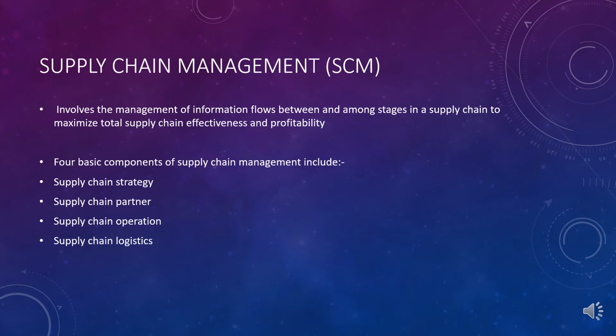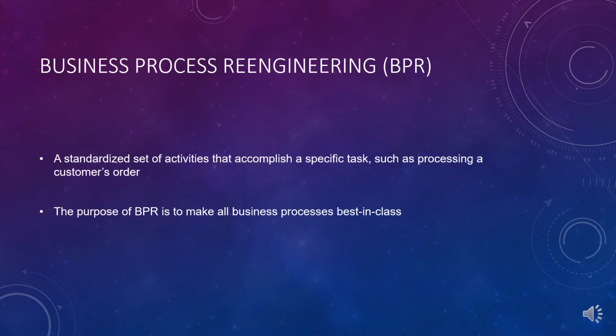Supply chain management (SCM) involves the management of information flows between and among stages in a supply chain to maximize total supply chain effectiveness and profitability. Four basic components of supply chain management include supply chain strategy, supply chain partners, supply chain operations, and supply chain logistics. Business process re-engineering (BPR), a standardized set of activities that accomplish a specific task, such as processing a customer's order. The purpose of BPR is to make all business processes best in class.